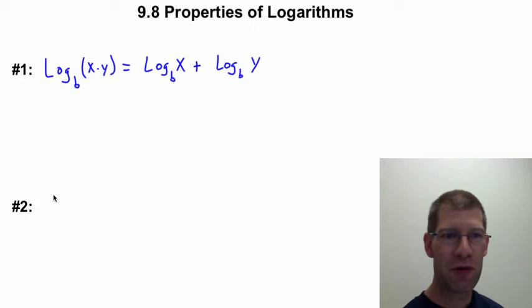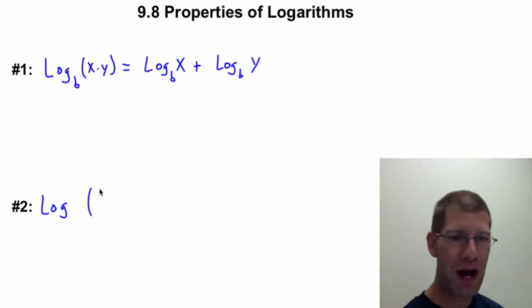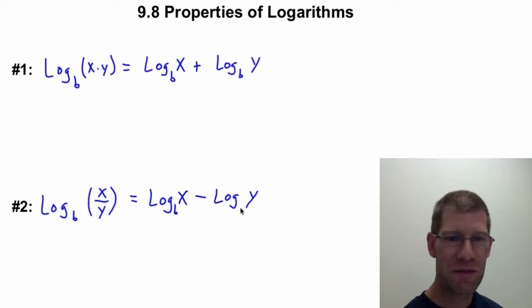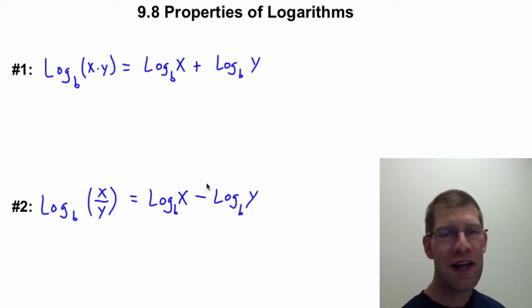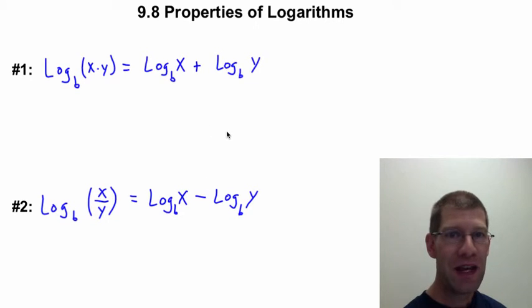The second property we're going to go over is that you have the log of x divided by y, base b, and that's going to equal the log of x minus the log of y. And I should put a base b for both of those. Log of x base b minus log of y base b. Now if you're a memorizer, that's good. Life's great. If you're not, this is kind of how I've remembered it.